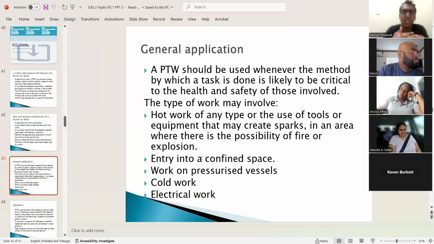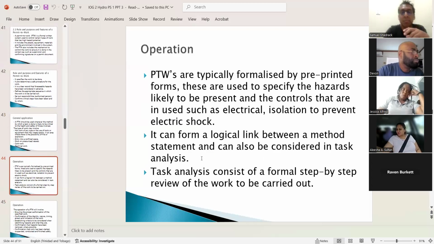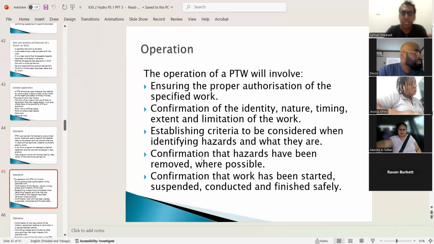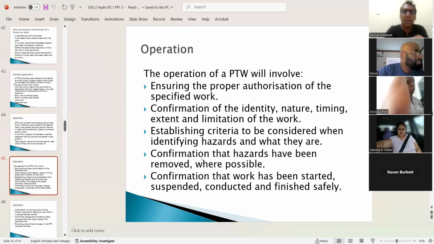Some of those high risk activities are hot work, confined space, pressurized vessel, cold work, electrical work. We'd love to get a question like this because it's very easy, right? Permits are normally pre-printed forms. You just have to fill them out. A permit is not a task analysis, but a task analysis could be attached to it. A risk assessment could be attached to a permit as well, right?